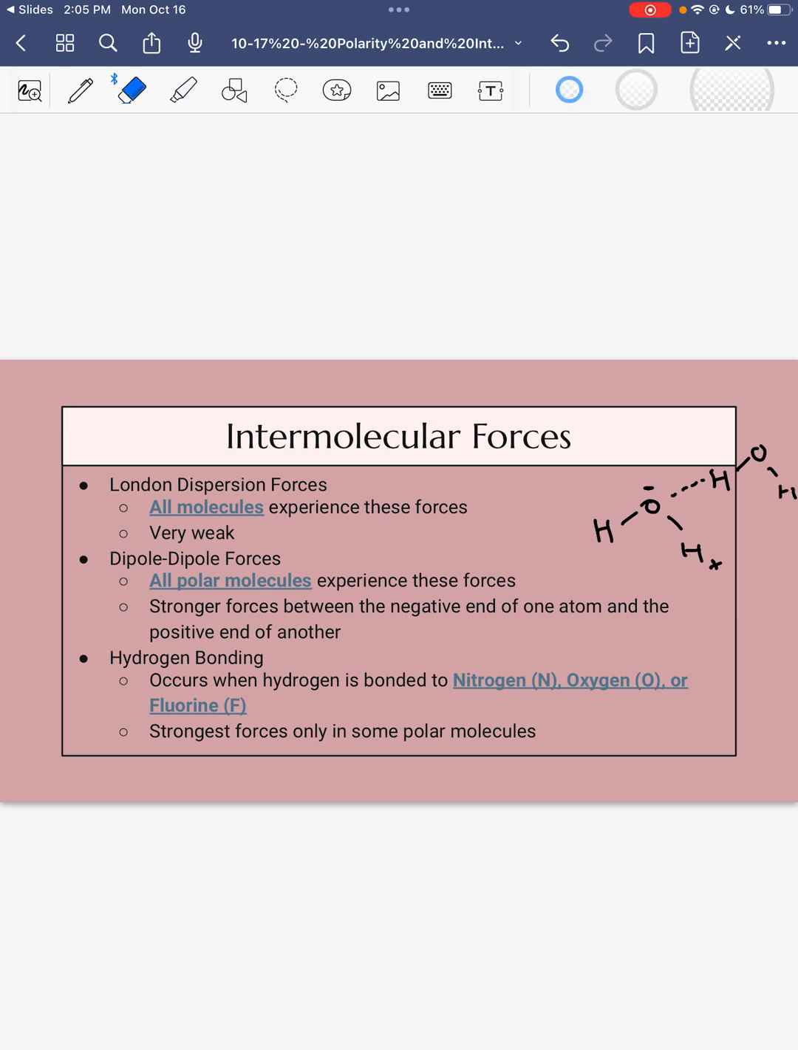And lastly, we have hydrogen bonding. This is the strongest type. This occurs in special polar molecules when hydrogen is bonded to either nitrogen, oxygen, or fluorine. So they're the strongest forces, and they're only found in some polar molecules. And another example of this is with water. If we look at water, we see hydrogen is attached to an oxygen, and therefore there is going to be hydrogen bonding in this molecule because it's polar, and hydrogen is attracted to an oxygen.